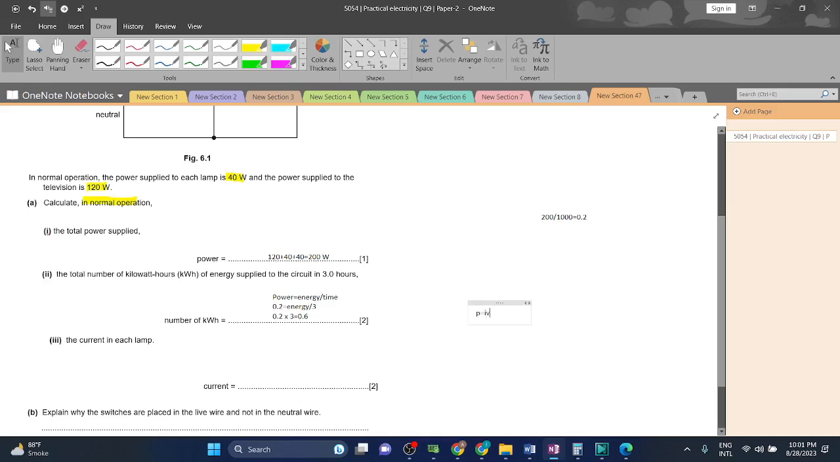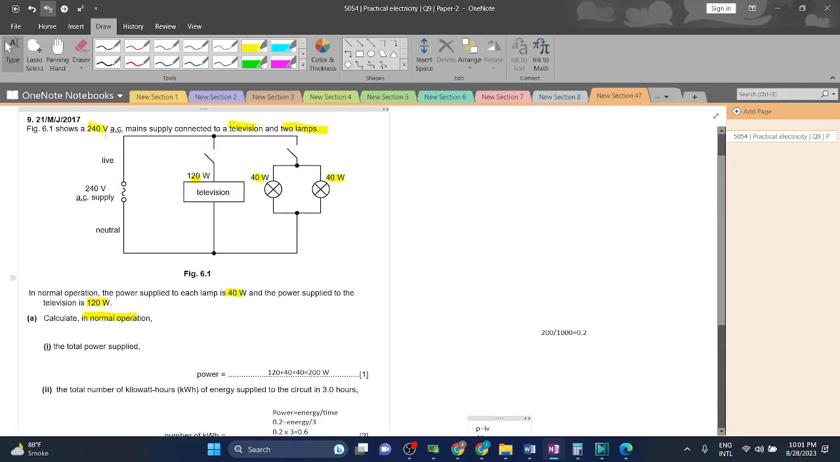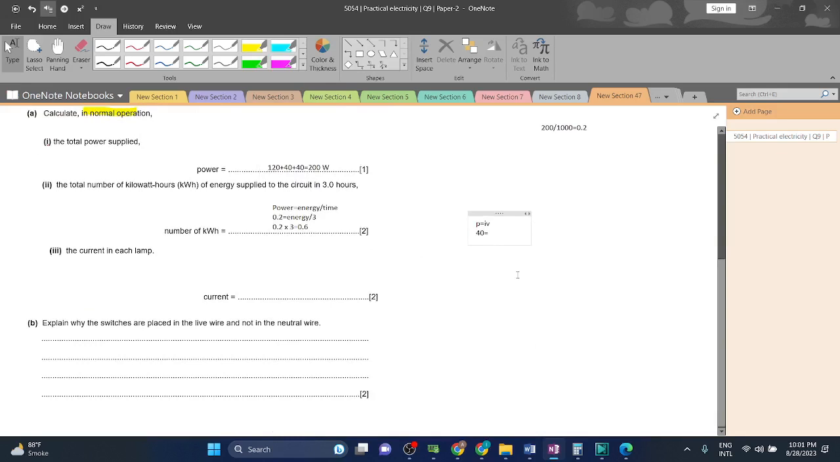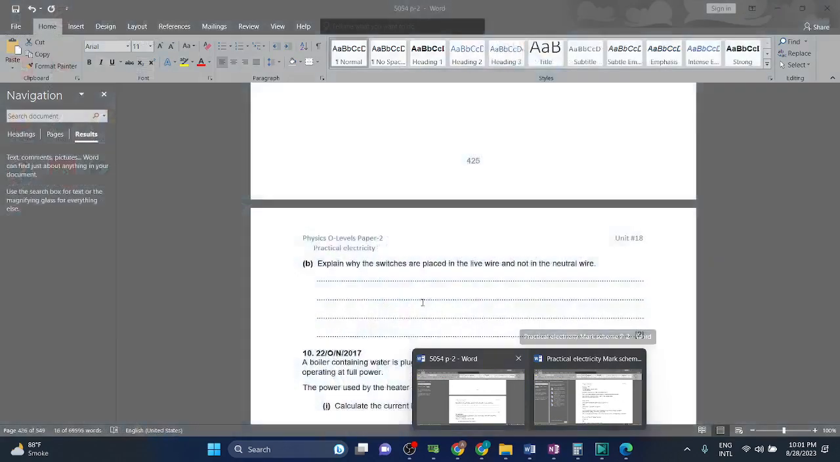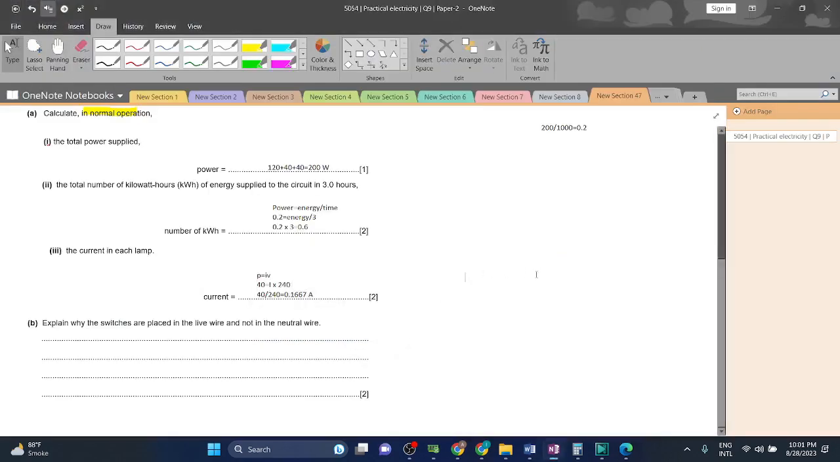P is equal to IV, or VI, whatever you want to call it. So 40 is equal to I, which is what we need to find, and V is 240. So I times 240. So 40 divided by 240 should give us the answer, right? That is going to be the answer, which is 0.1667 amperes. You can round this off to 0.17.